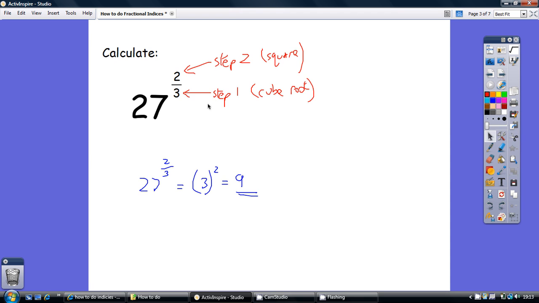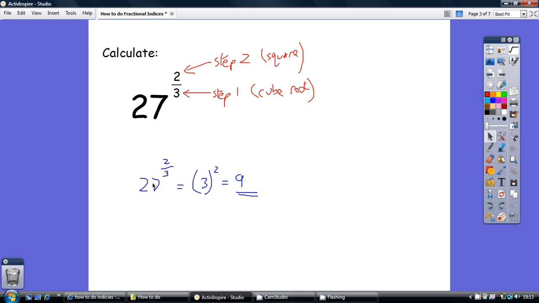So, two-step approach. First of all, consider the denominator, the bottom bit. This bit makes it smaller, and it's always a lot easier to make it smaller than bigger than vice versa, even though you get the same answer. So first of all, we want to do the bottom bit. As it's a 3, we're going to be cube rooting it. We're going to do that first, and then step 2, we will be squaring.